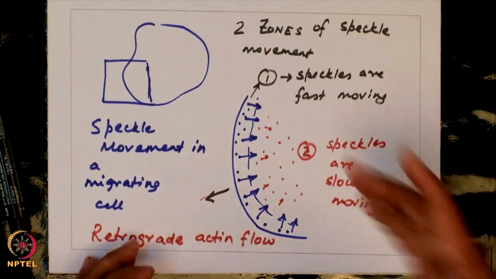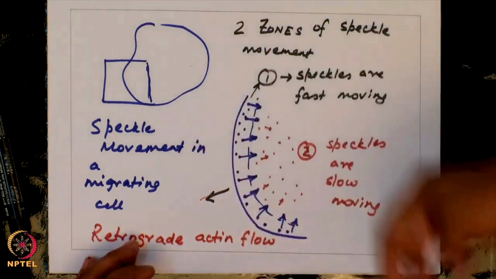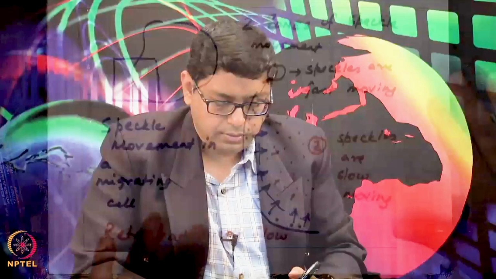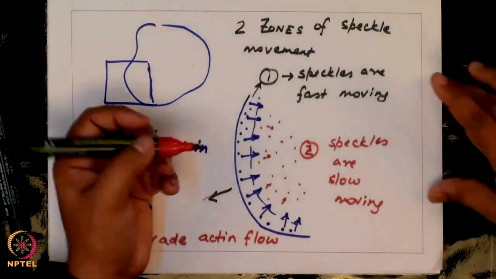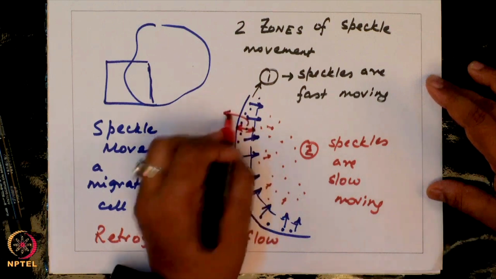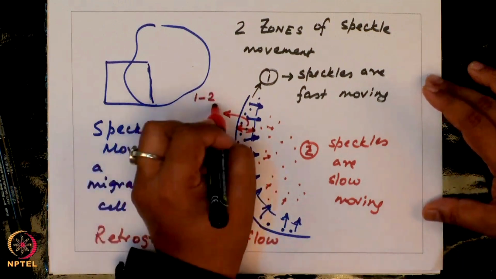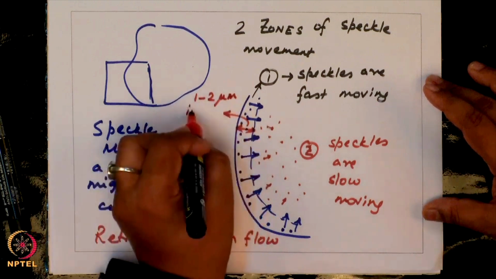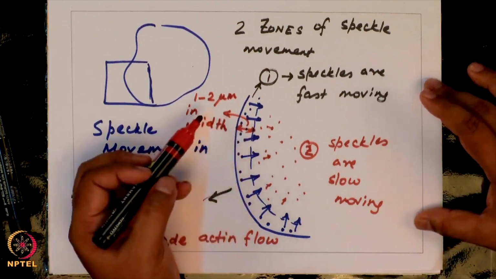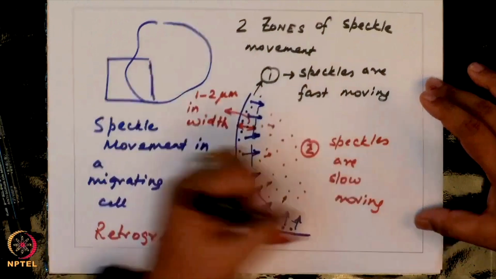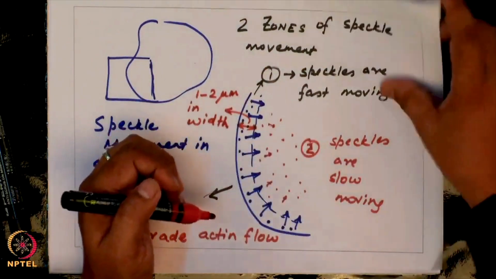So, you have retrograde actin flow, all the speckles tend to move inward, that is why retrograde or backward, compared to the direction in which the cells are moving. And you have fast moving speckles right at the periphery of the cell. The width of the region where the speckles are fast moving is approximately 1 to 2 microns, and then there are slow moving speckles towards the center of the cell. Second point, what they found: you have two regions of retrograde flow.